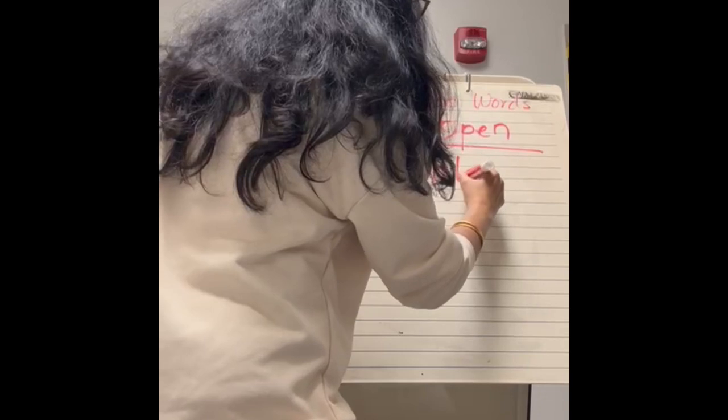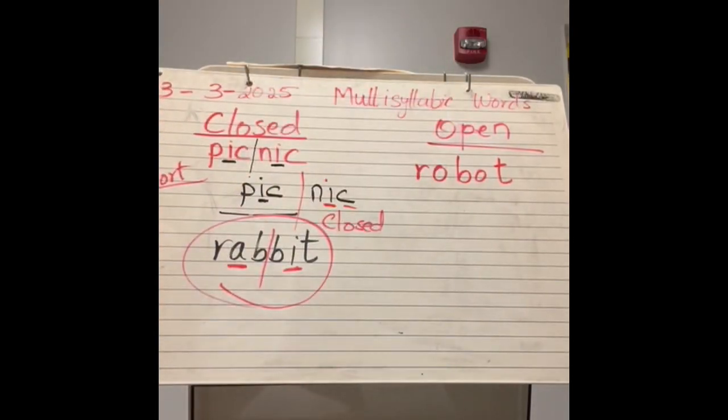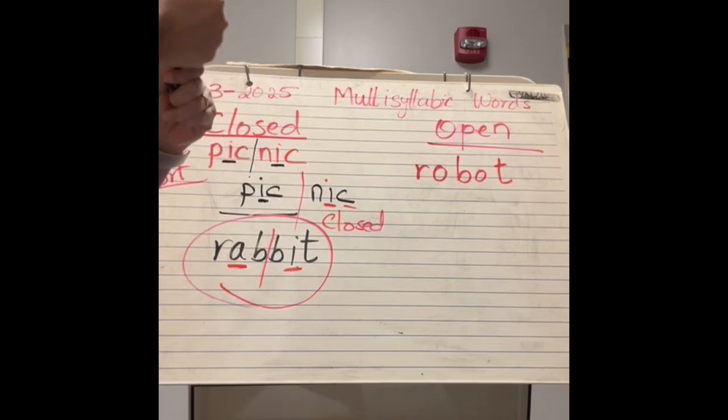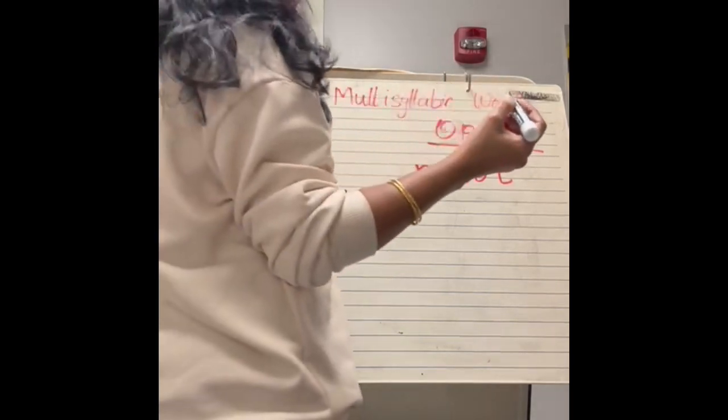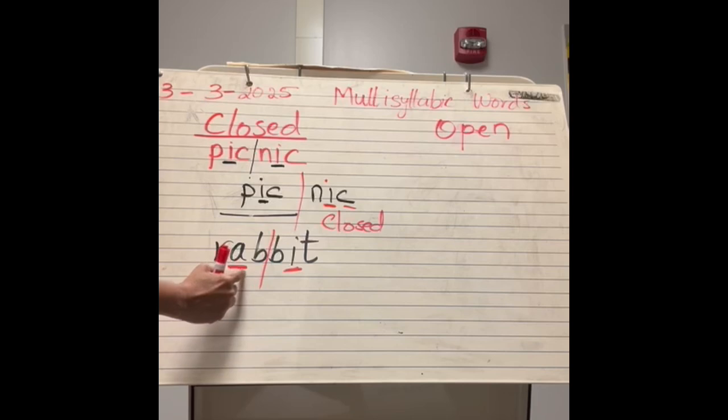Let's say I write the word R-O-B-O-T on the board. So what do we do at the first step? I take my marker, and then what do I do? Consonant or not?